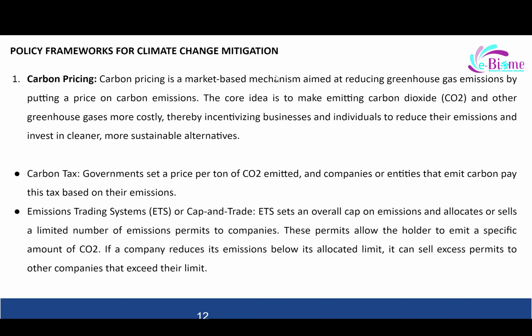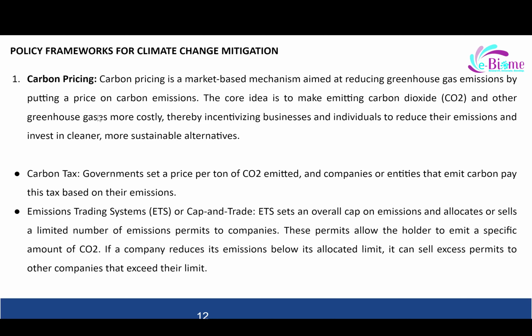In Ghana, when you come to the national economy, we have the emissions levy. Everybody is paying taxes for carbon dioxide emissions. Whether you emit or you don't, you are paying emissions levy. So this is one typical example of it. It's compounded to the tax everybody pays at the end of the month. So the core idea is to make emitting carbon dioxide and other greenhouse gases more costly, thereby incentivizing businesses and individuals to reduce their emissions and invest in cleaner, more sustainable alternatives.